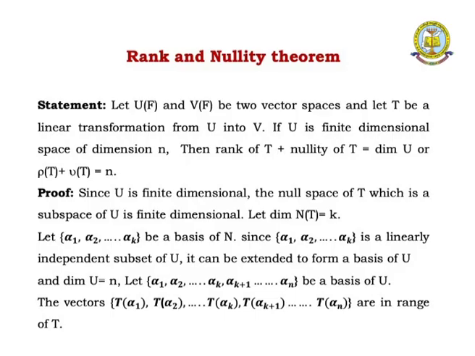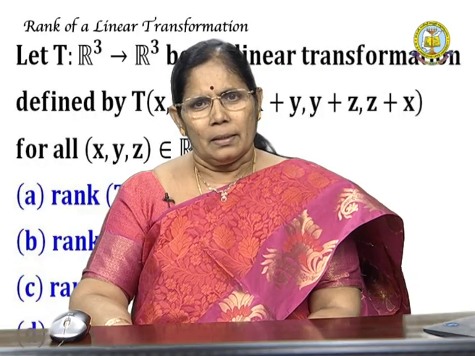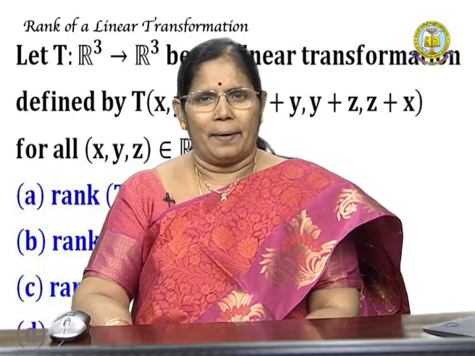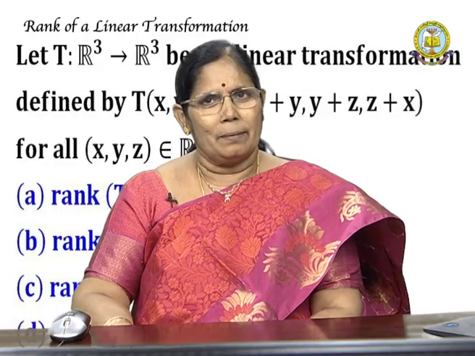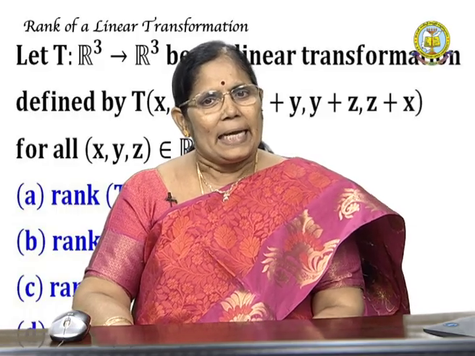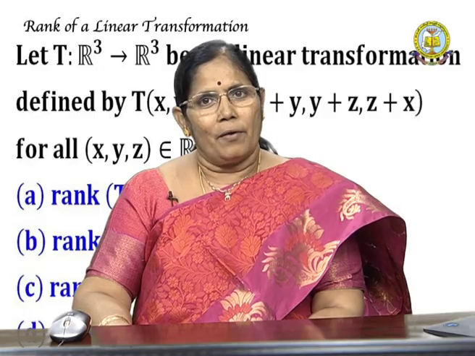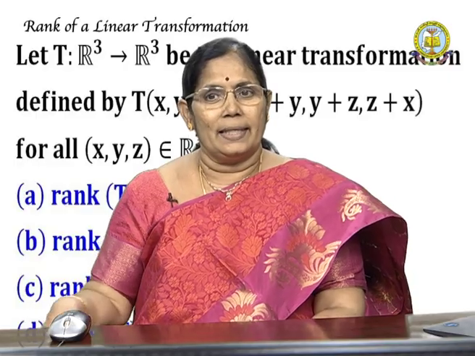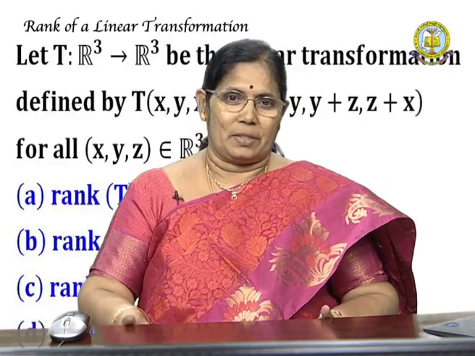Since U is a finite dimensional vector space, you have null space, because null space is a subspace of U. Since U is finite dimensional, its null space is also finite dimensional. Let dimension of null space of T be equal to k. That means its basis alpha 1, alpha 2, etc., alpha k is a basis for the null space. That means the basis of null space contains k vectors, and this alpha 1, alpha 2, etc., alpha k is a basis, which means it is a linearly independent subset of U.